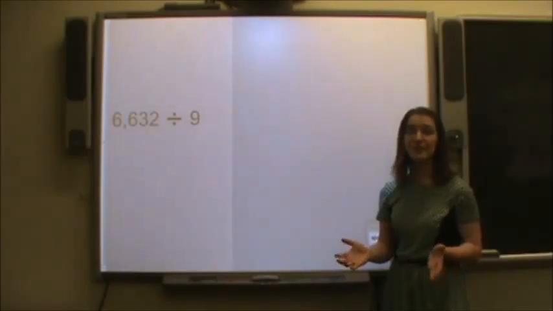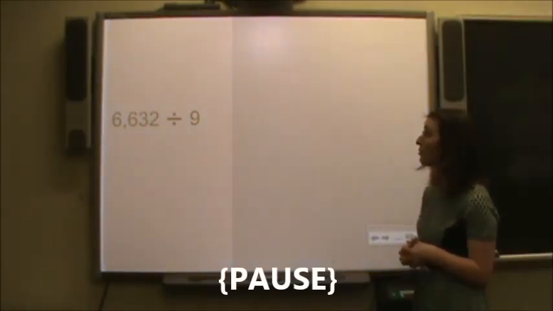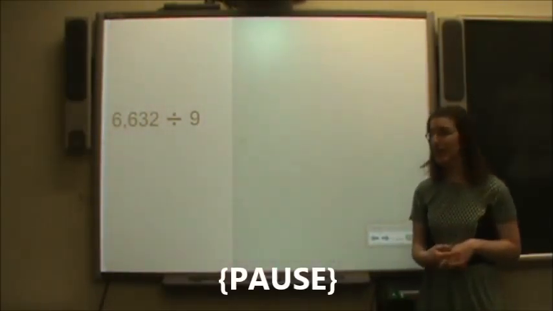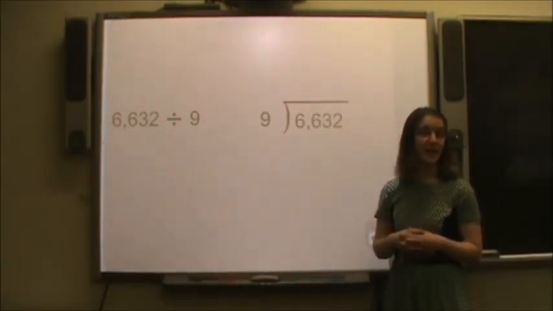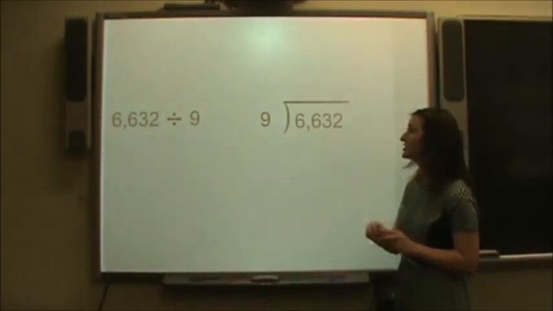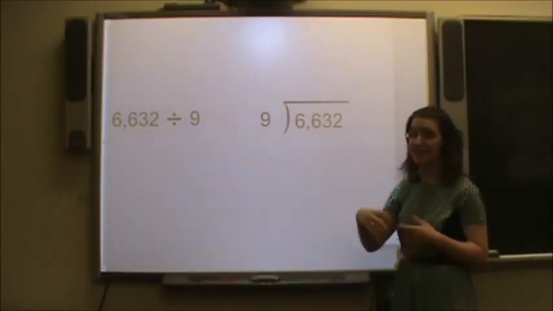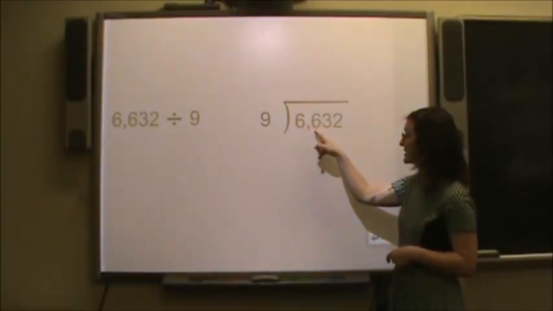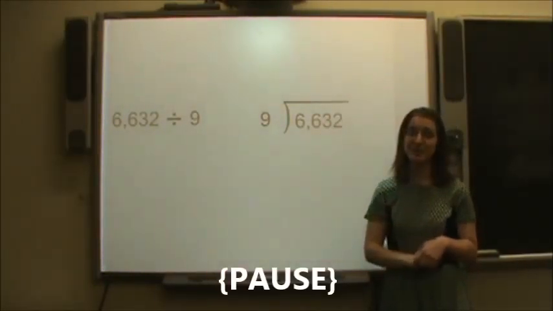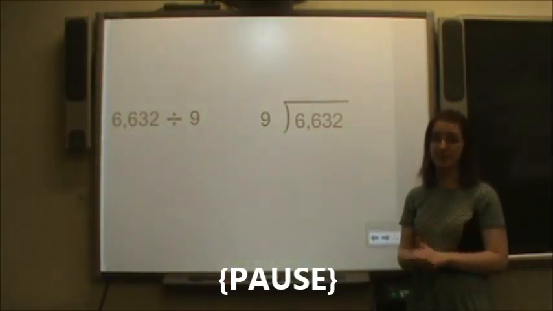All right, we're going to do this one completely together now. So pause your video and write out what this one will look like. So this is what it should look like. Now you're going to pause the video and ask yourself how many times 9 goes into 6. If it can't, then go to the next digit and ask yourself how many times does 9 go into 66. Pause your video and do that now.